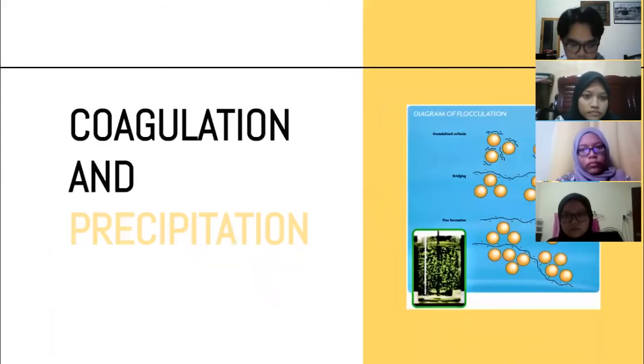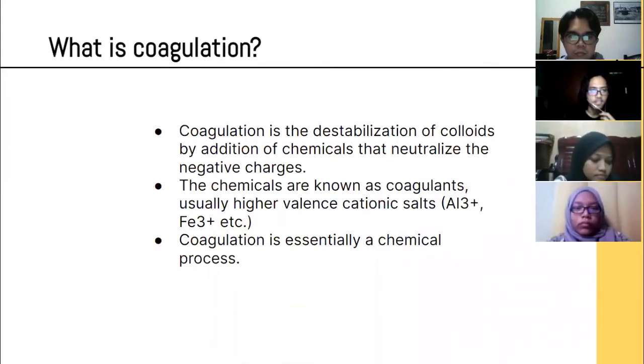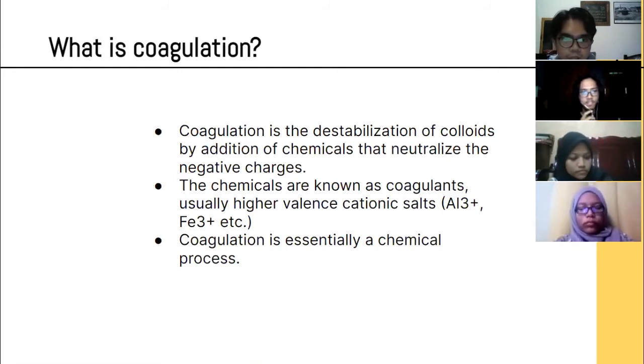Okay, next I would like to talk about the coagulation and precipitation process. First, what is coagulation? Coagulation basically is the destabilization of colloids by the addition of chemicals that neutralize the negative charges. The chemicals are also known as coagulants. Usually it is a higher valence cationic salt, for example, aluminium ion, ferrum ion, etc. And coagulation is essentially a chemical process.